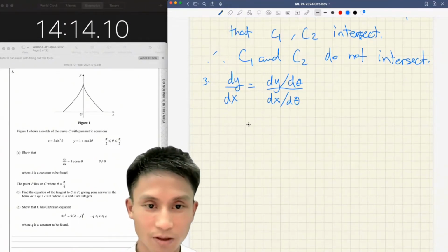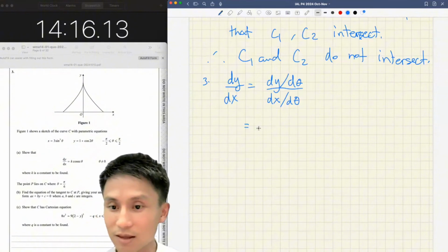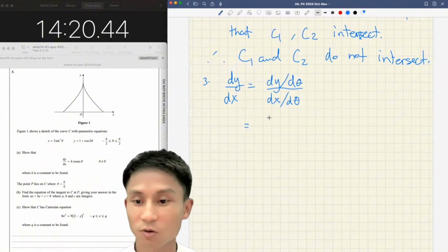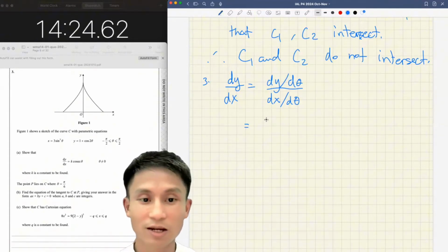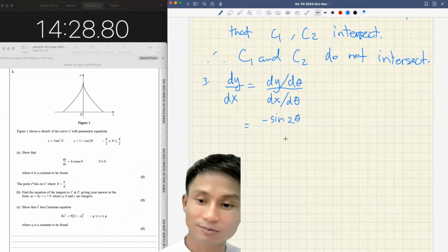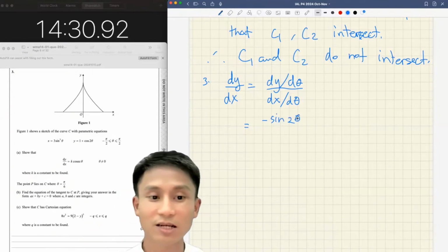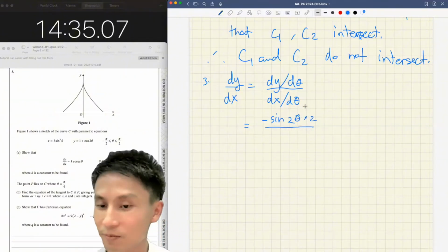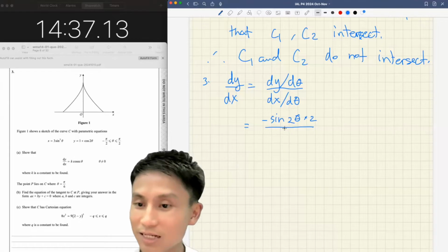Okay. So now dy by d theta is just differentiating 1 plus cos 2 theta. So differentiating 1 goes away to 0. Differentiating cos 2 theta, we're going to get minus sine 2 theta. Differentiating cos, we get minus sine. And then don't forget the chain rule. So we should have a times 2 here outside, the derivative there. And then dx by d theta.